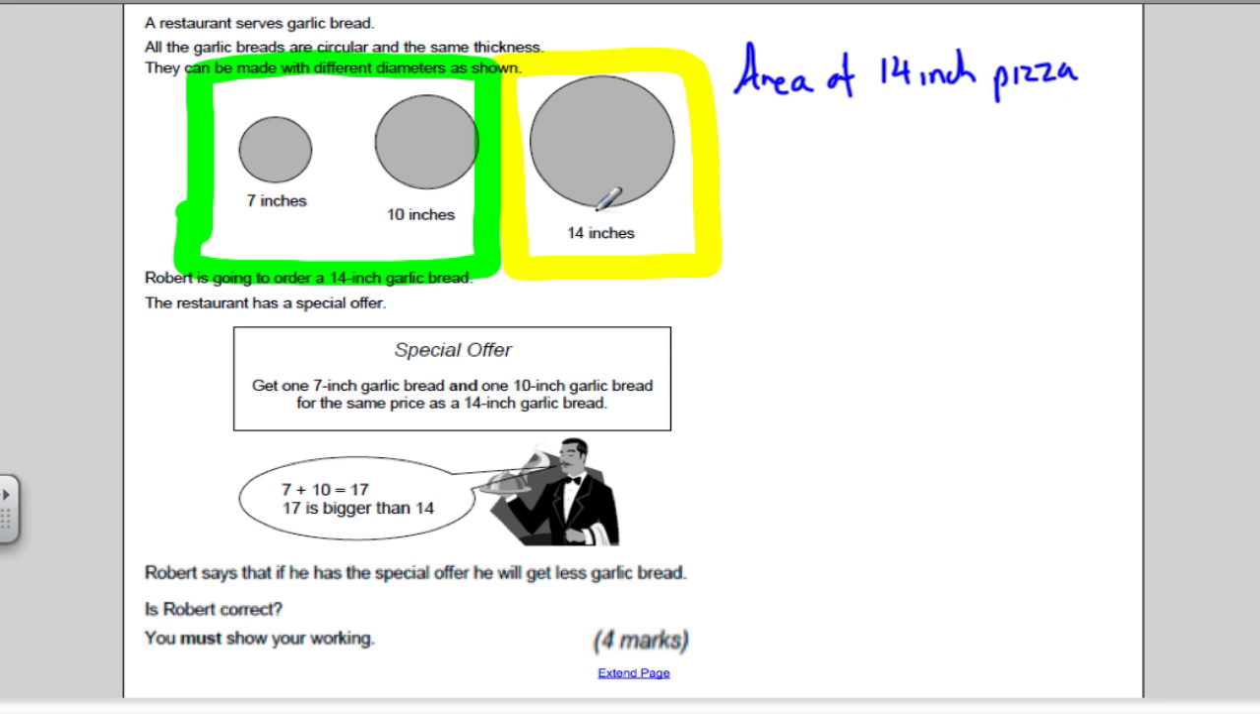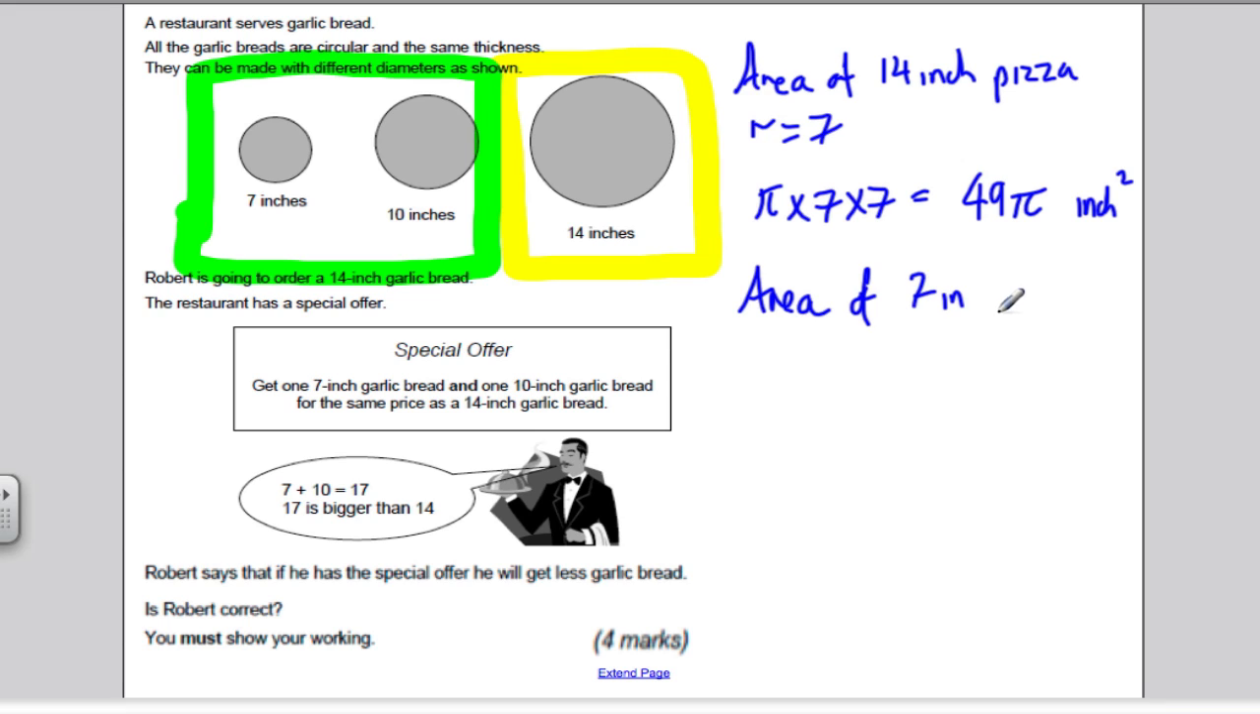Now 14 inches is the diameter, so the radius is 7. So the area is pi times 7 times 7, which you could work out on your calculator or leave as 49 pi, in inches squared. That's how much you'd get if he had ordered the 14 inches. Now, the area of the 7-inch pizza.